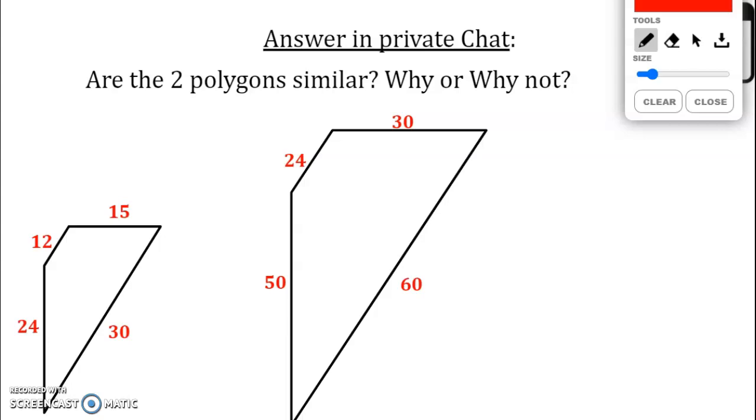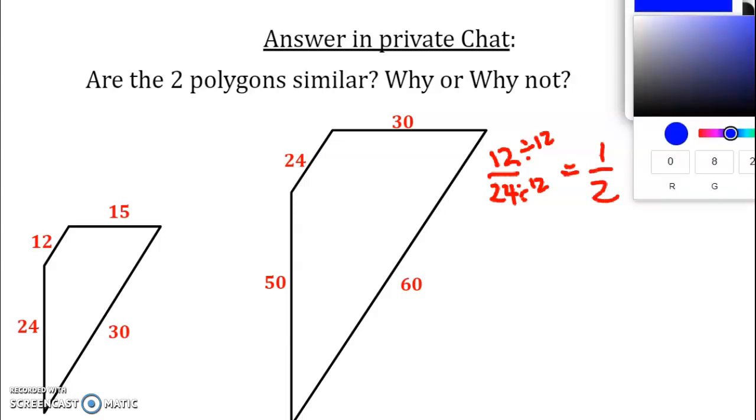Okay, let's check this out. Let's start with this 12 and 24. That's divisible by 12 and divisible by 12, so that becomes 1 over 2. What about the next side? What about this side? 15 and 30.